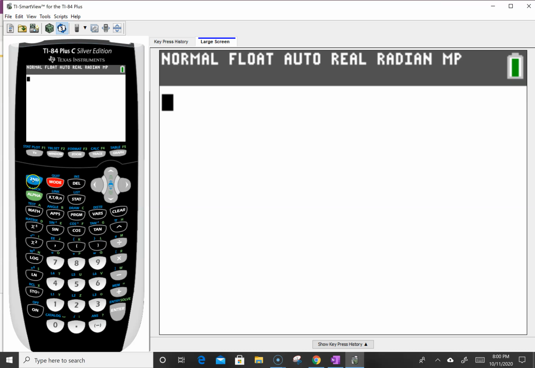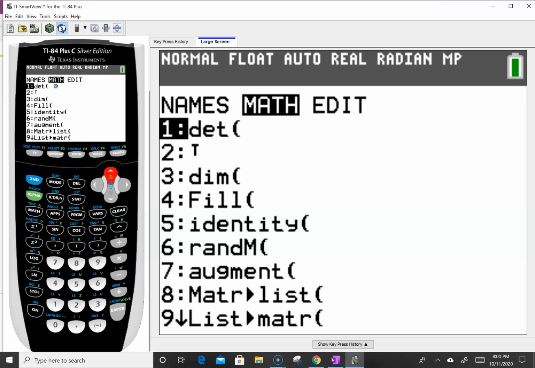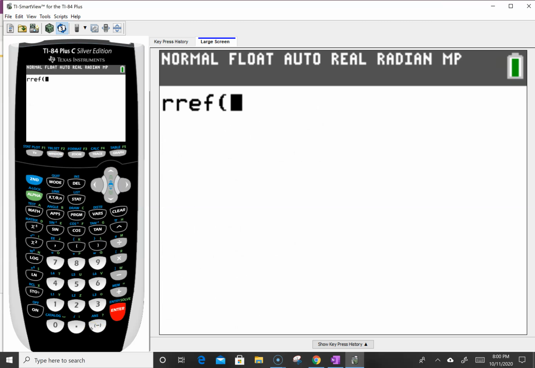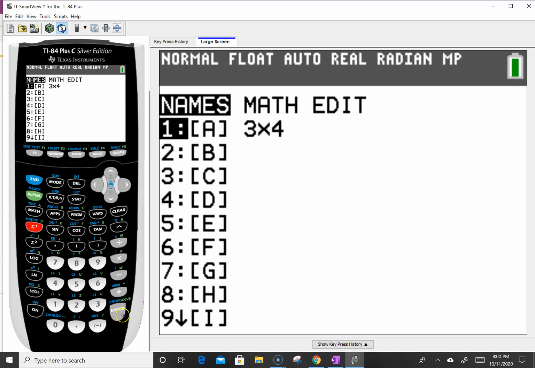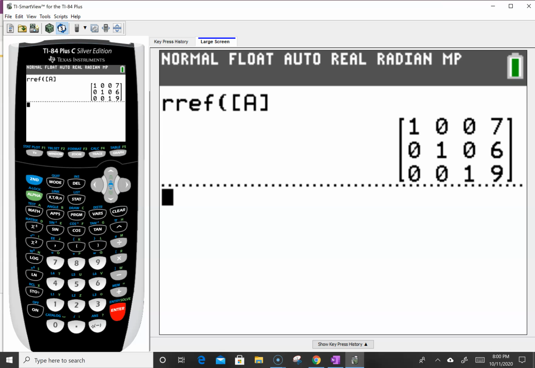I need to go to matrix again, so second matrix. We want to do math with this matrix, and we want RREF. So I'm going to scroll up to option B and hit enter. Now I need to tell which matrix to use. So I'm going to go back to matrix, and I want A, and hit enter, and enter again. And we know we've done it correctly because we have 1 down the diagonals.